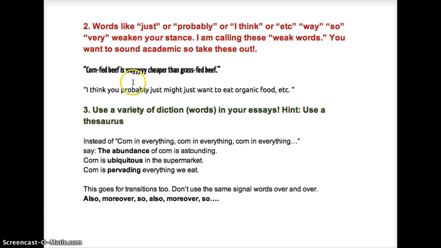Words like just, probably, I think, etc., way, so, very, even good and bad, these kinds of words weaken your stance. I'm calling these weak words. You want to sound academic, so these really don't belong in an academic paper. For example, corn-fed beef is way cheaper than grass-fed beef. You don't need the way. Corn-fed beef is, how about, significantly cheaper than grass-fed beef.